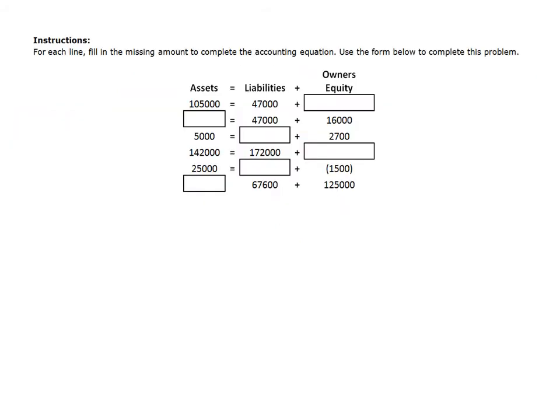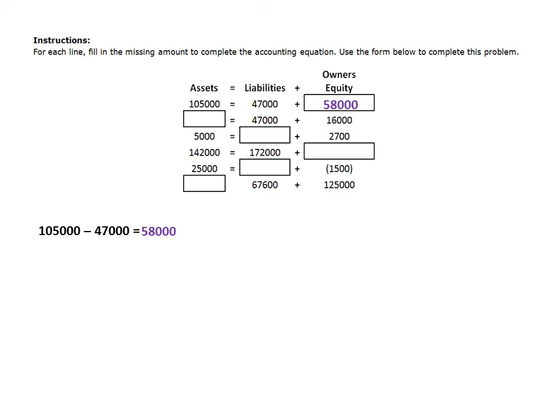Let's talk a little bit about the accounting equation and how to solve it. If you take a look here on our first line, we have 105,000 in assets and 47,000 in liabilities. We need to find our owner's equity. Well, in order to find our owner's equity, we're going to have to subtract, and you will find that we will get 58,000 for our owner's equity.